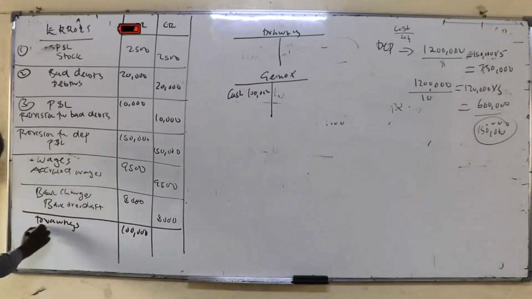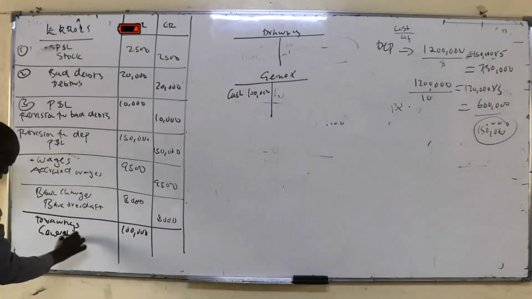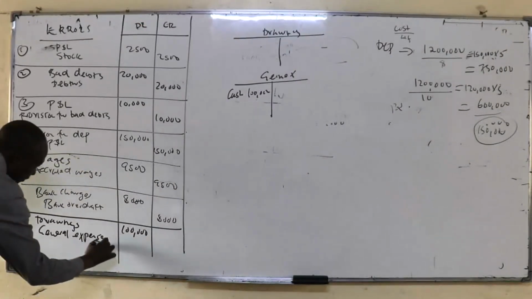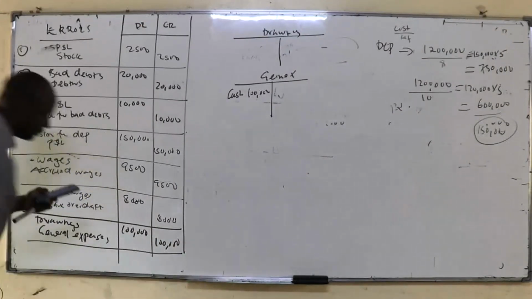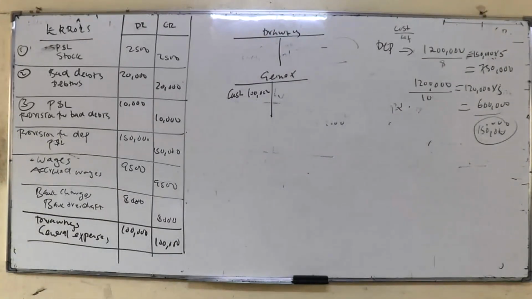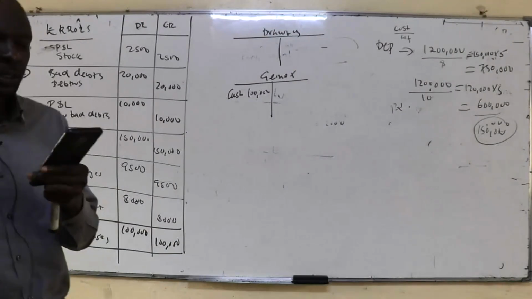100,000. And then we credit general expenses 100,000. Tumemaliza hiyo. Aya, twende kwa hiyo the last one. The last one, and then we rectify the statements.